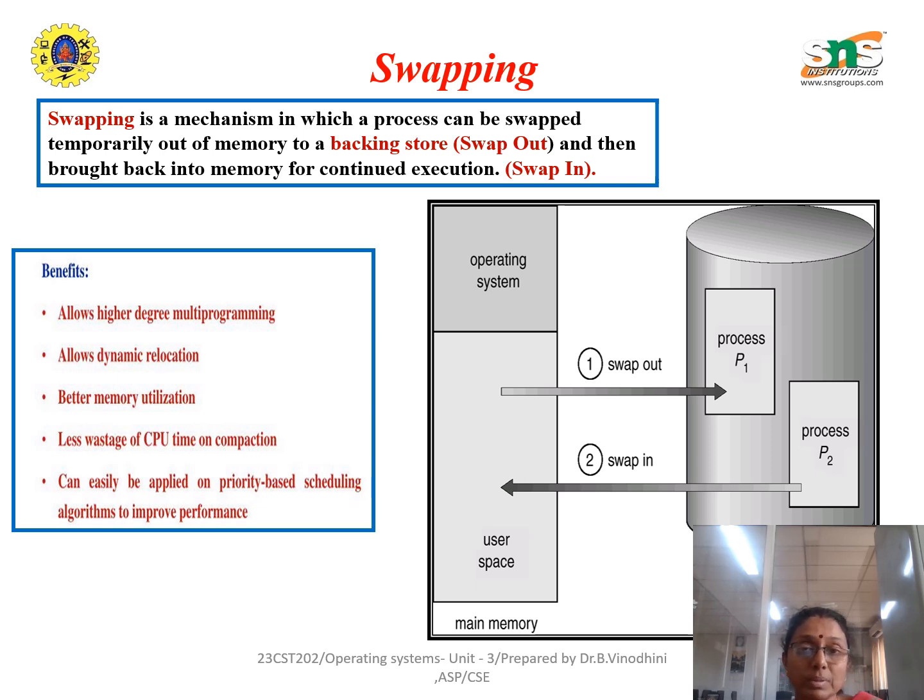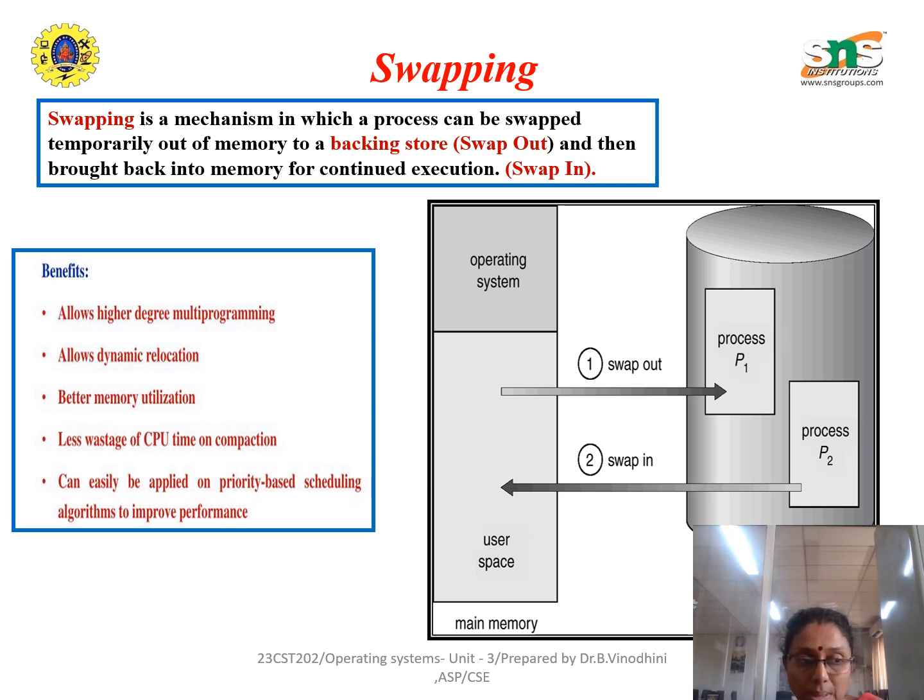The benefits of swapping are that it provides a high degree of multi-programming, so more programs can utilize the memory efficiently. It provides dynamic memory allocation and better memory utilization, and it reduces CPU time on compaction. It can also be applied to priority based scheduling processes.